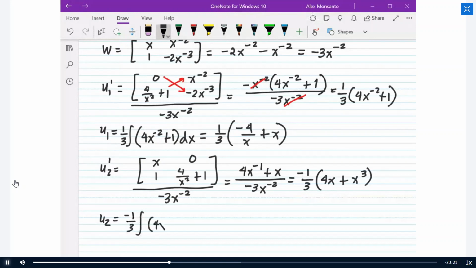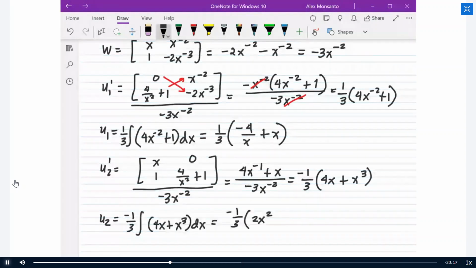Tapos you can have 2x squared, I think. Yan ang integral ng 4x. Tapos yung x cubed magiging x raised to 4 over 4. So ayan na po, kompleto na po. Pwede na nating yan, kompleto na, no? Pwede na nating ilagay yung mismong y sub p.